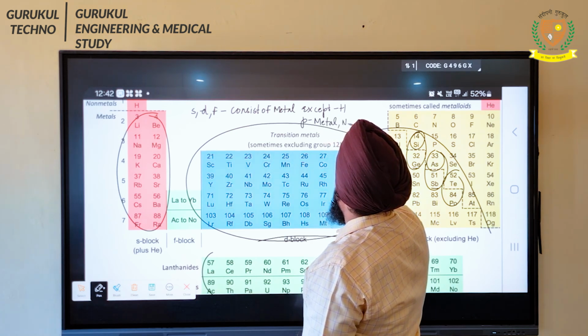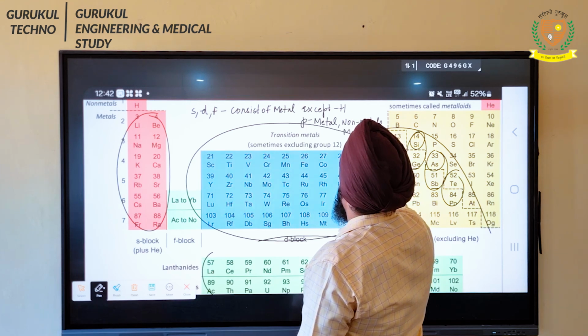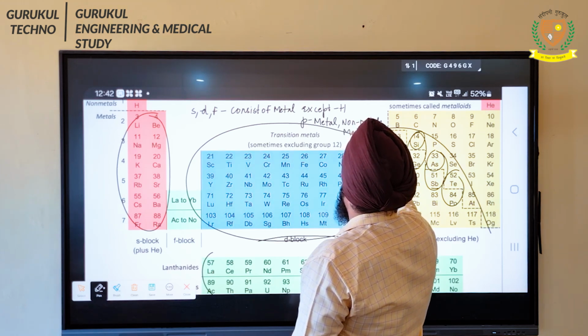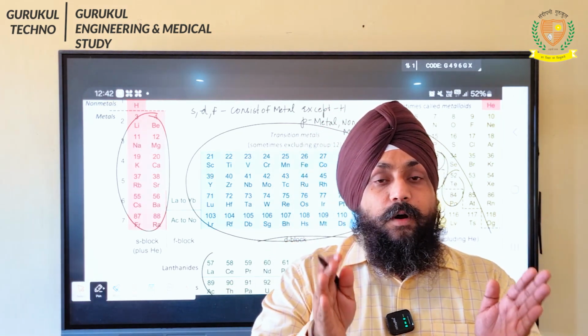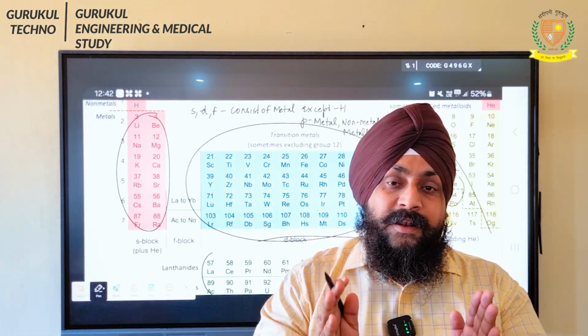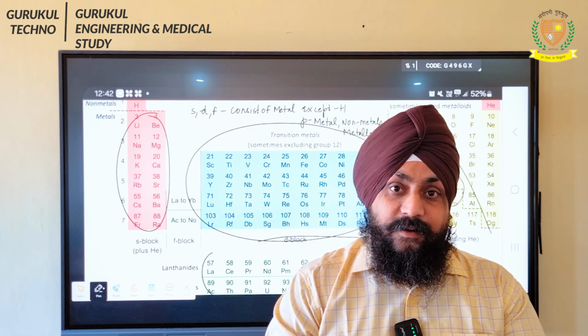Then students, we say this P block consists of metals, non-metals and metalloids. So students, ये थी जानकारी about position of metal, non-metal and metalloid in periodic table, और इसे आपको याद करना है. Thank you.